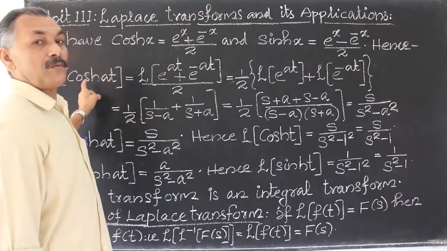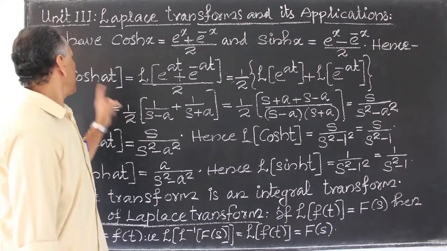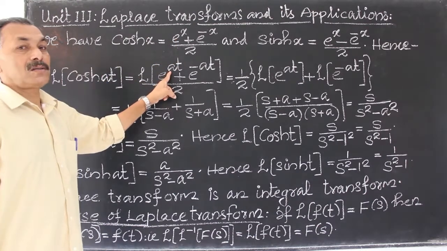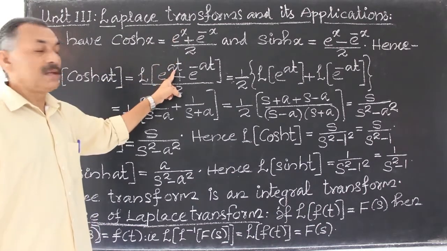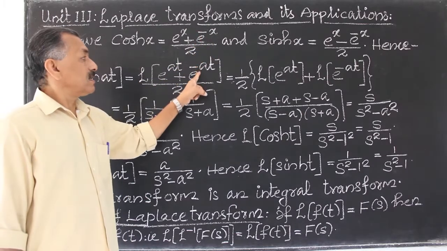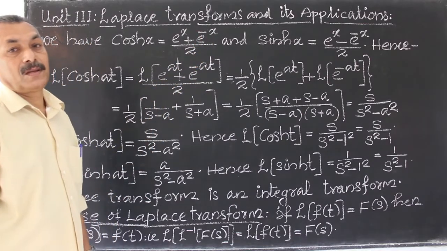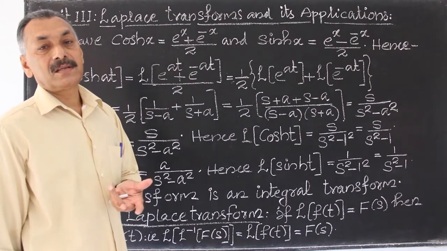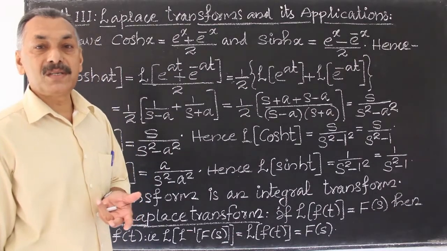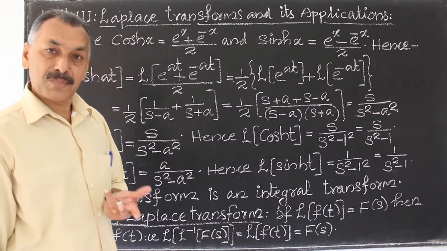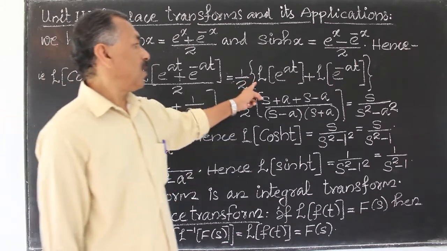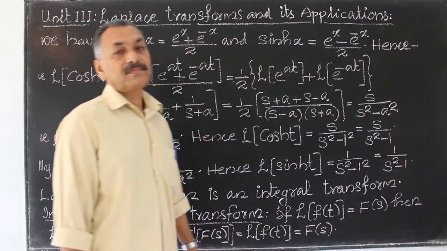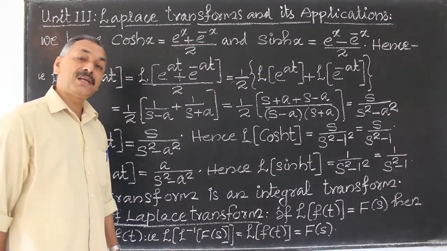Therefore, the Laplace transform of cosh at is equal to the Laplace transform of e raised to at plus e raised to minus at by 2. That is equal to 1 by 2 into, applying the linearity property, that is, the Laplace transform of f of t plus g of t is equal to L of f of t plus L of g of t. That is L of e raised to at plus L of e raised to minus at. Then what is the Laplace transform of e raised to at?